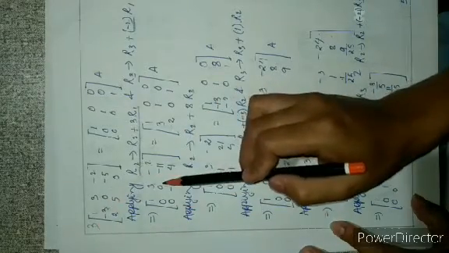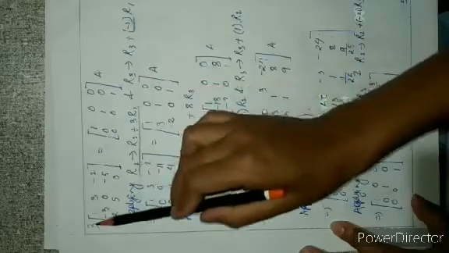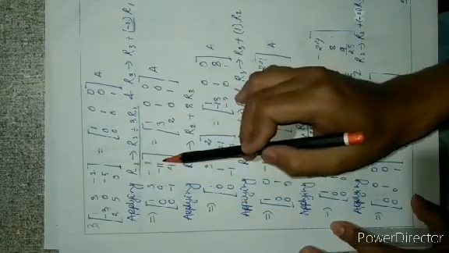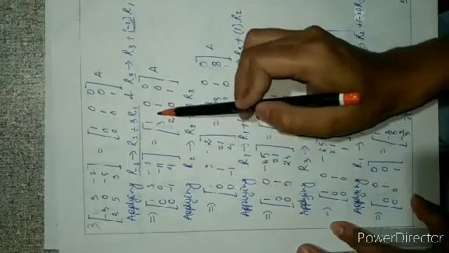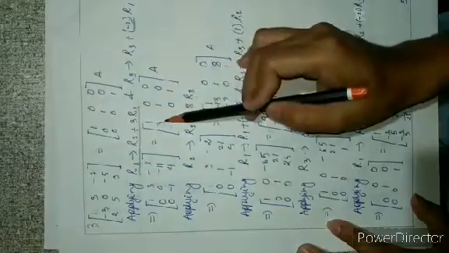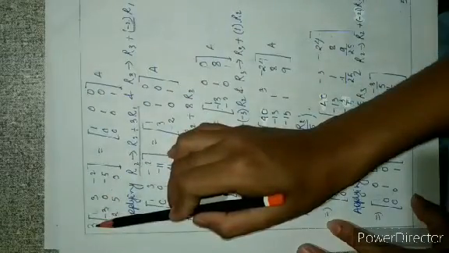9 plus 0 is equal to 9. Minus 2 into 3 is minus 6. Minus 6 plus minus 5 is equal to minus 11. Then for the right hand side, 1 multiplied by 3 is 3. 3 plus 0 is 3. 0 into 3 is equal to 0.